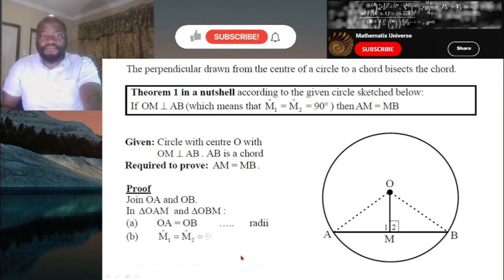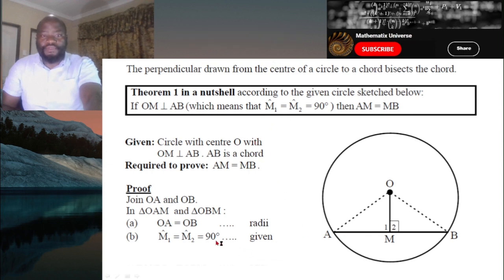Then we can also say M1 and M2 are equal. This was given in the information above. So they're both equal to 90 and then they're equal to each other. Then OM equals OM. From both sides we have the side OM from both triangles, so it's a common side. That's the reason.